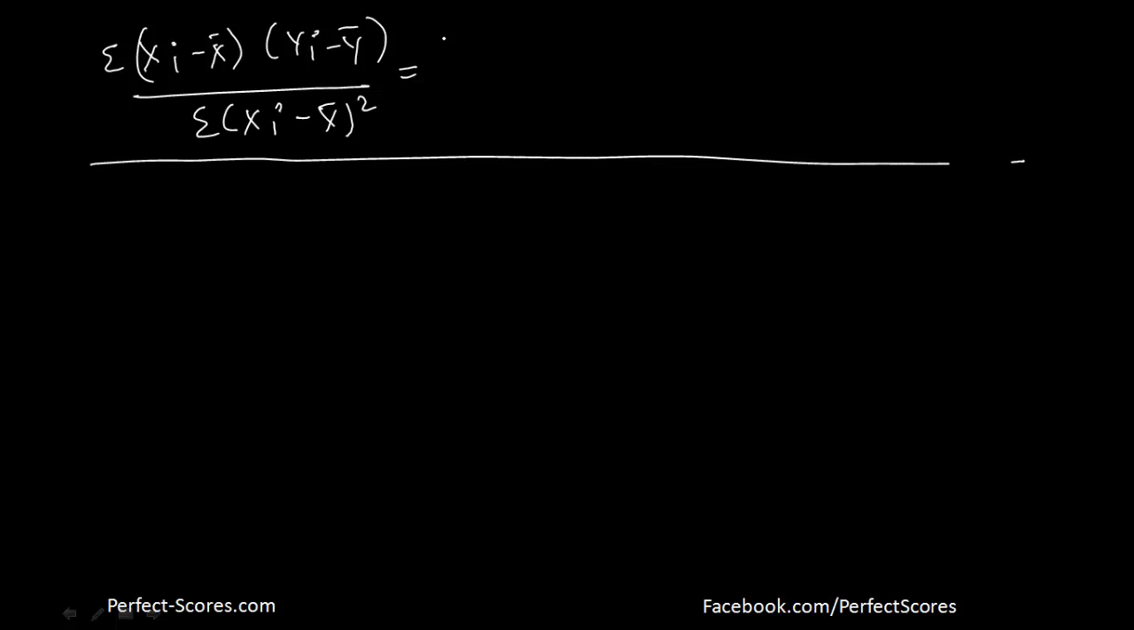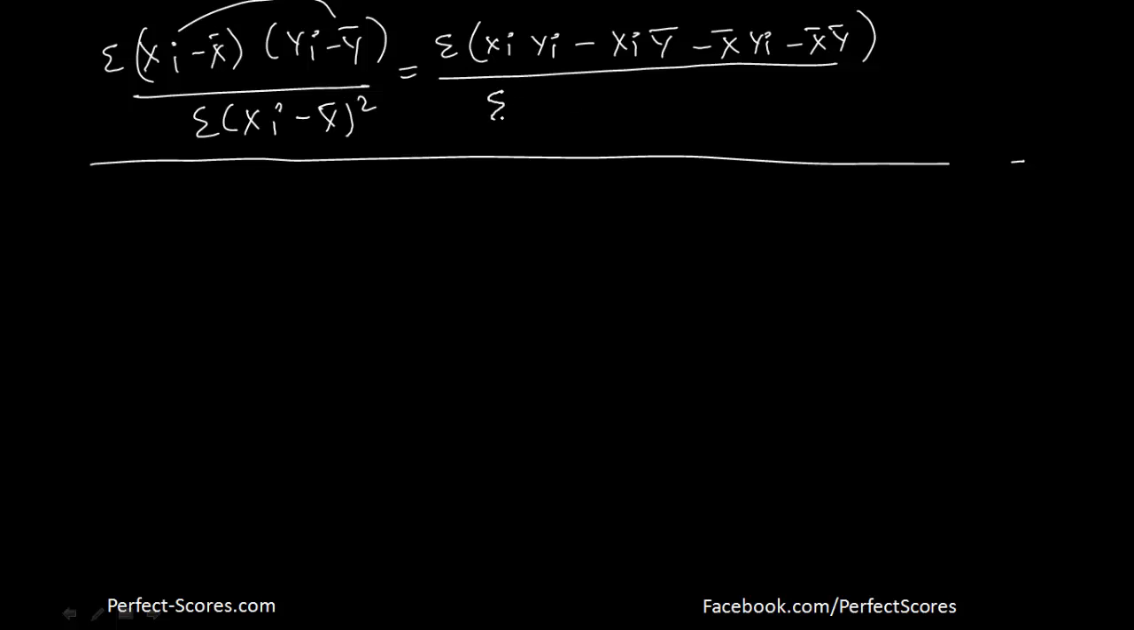So that is going to be equal to summation of, if I multiply this up, xi yi, that is summation of xi yi minus xi into y bar, minus x bar into yi, plus x bar into y bar, divided by summation of xi square plus x bar square minus 2 times xi and x bar.